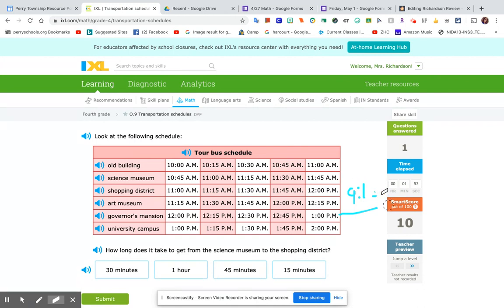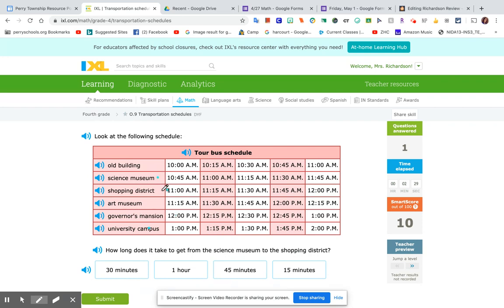What's this say schedule for? Correct. The tour bus schedule. I wish we could go on a tour bus. Even that sounds exciting. Oh, there's the old building. There's a science museum, shopping district, art museum, governor's mansion, and university campus. Fun places. How long does it take? There's our elapsed time to get from the science museum to the shopping district.